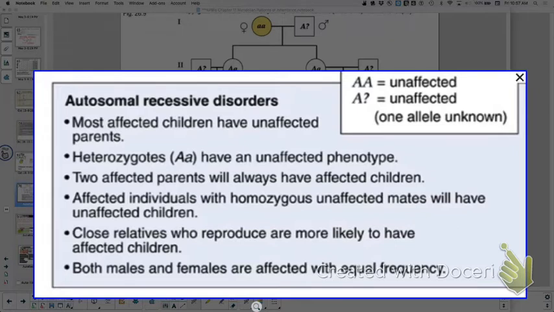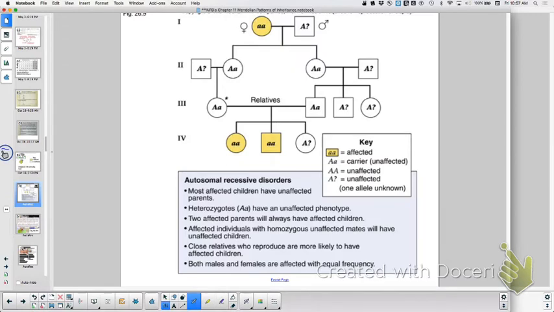Let me get you caught up on your notes. We were at Mendelian patterns of inheritance in human disease, and so autosomal patterns of inheritance. I'm not saying whether it's dominant or recessive, I'm just saying it's on the 22 autosomes. Autosomes are any chromosome other than a sex chromosome.